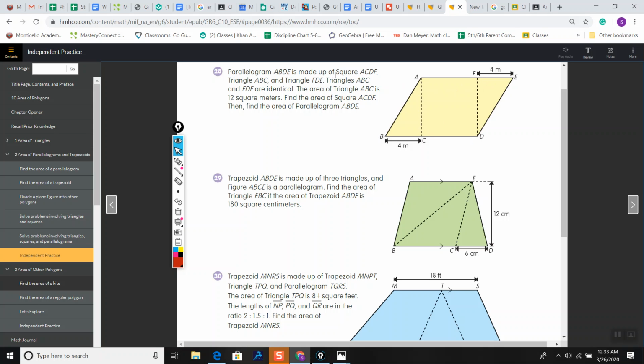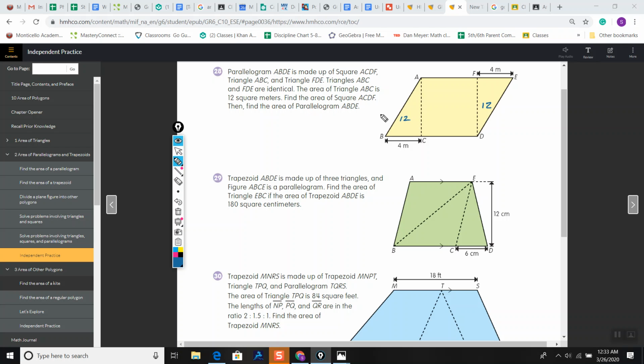So we have a square, we have a triangle, and another triangle. Okay, so it says triangles ABC and FDE are identical. So this triangle here and this triangle here, they're the same. They have the same area. Okay, so it says the area is 12 meters. So this is 12 and this is 12.